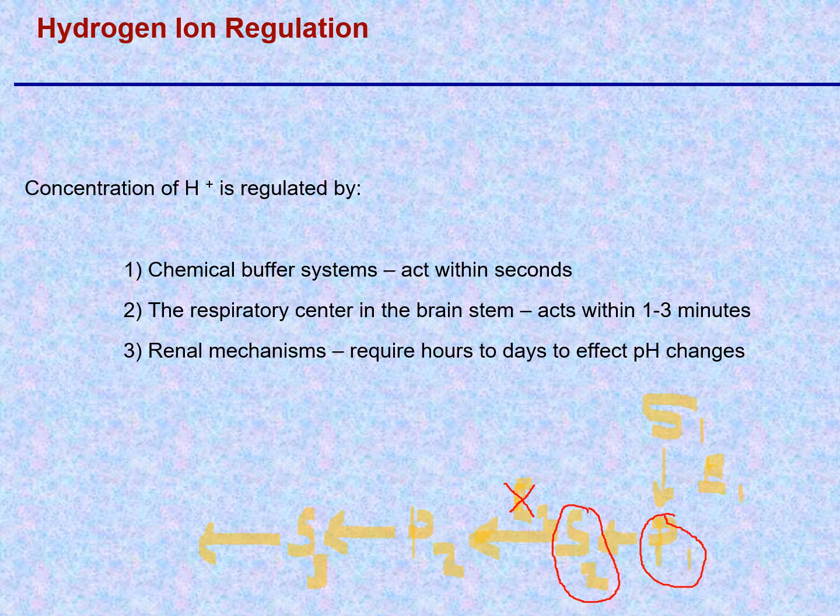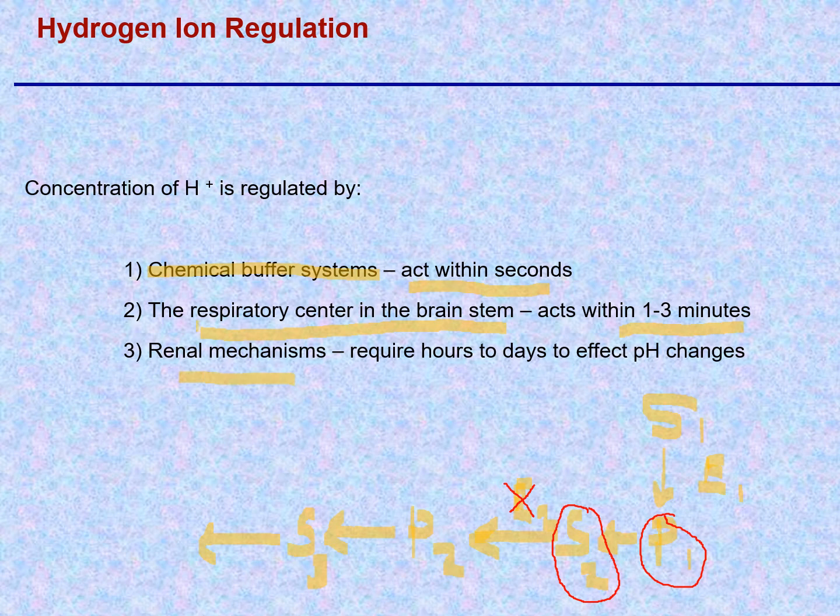So, the concentration of hydrogen ions is carefully controlled in the body, and there are a number of different systems that help maintain appropriate levels of hydrogen ions, in other words, appropriate pH levels. There are, in fact, regulatory systems that include chemical buffer systems, and they act very, very quickly, within seconds. You also have the respiratory center in the brain stem, which can act within minutes. And then there are renal mechanisms.